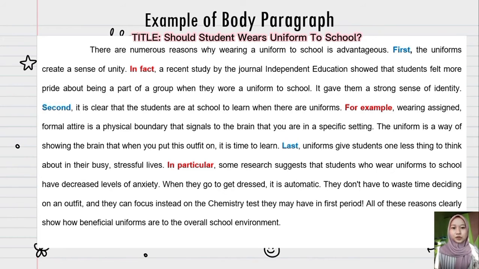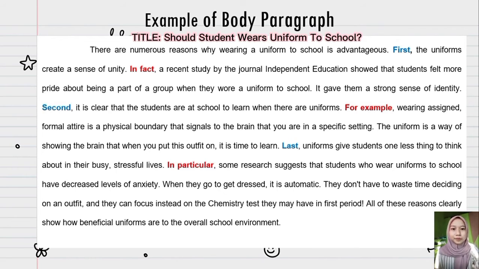There are numerous reasons why wearing a uniform to school is advantageous. First, uniforms create a sense of unity. In fact, a recent study by the journal Independent Education showed that students felt more pride about being a part of a group when they wore a uniform to school. It gave them a strong sense of identity. Second, it is clear that the students are at school to learn when there are uniforms. For example, wearing a uniform is a physical boundary that signals to the brain that you are in a specific setting. The uniform is a way of showing the brain that when you put this outfit on, it is time to learn.